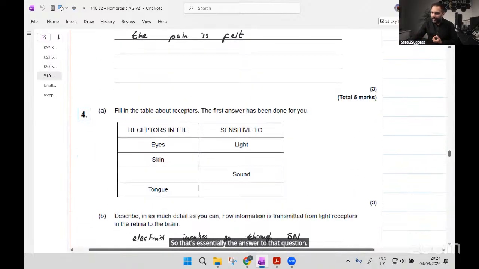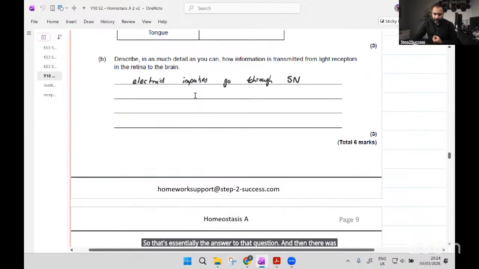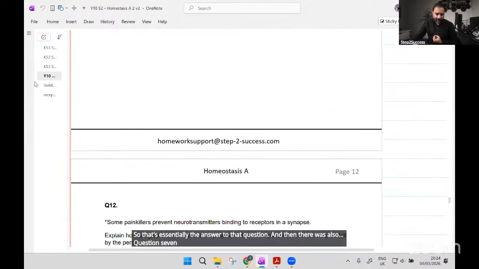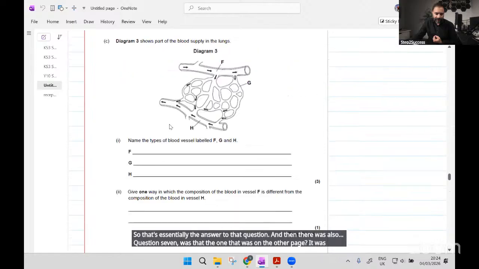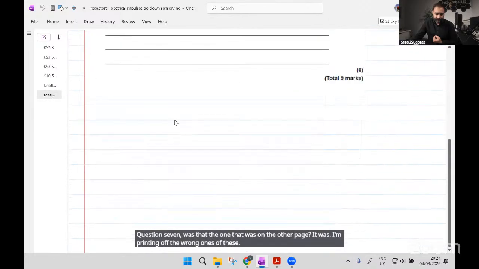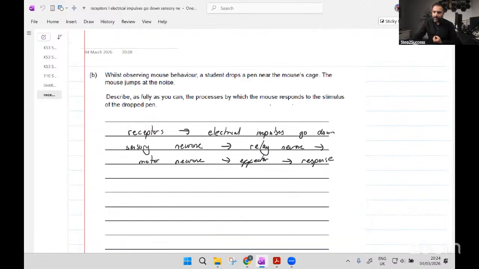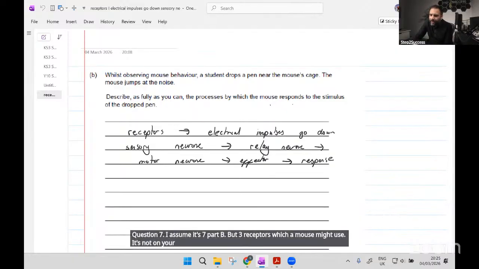And then there was also question 7. Was that the one that was on the other page? It was. I'm printing off the wrong ones of these. Question seven. I assume it's seven part B, but three receptors which a mouse might use. That's not on your screen, I'm just on the other screen. Three receptors a mouse might use to detect food under natural conditions.